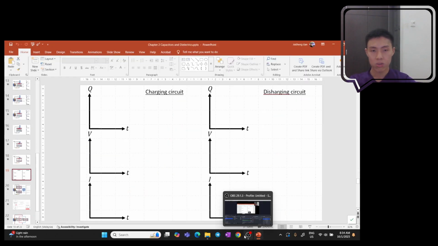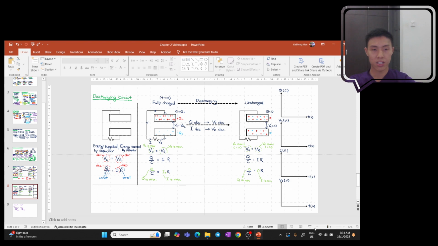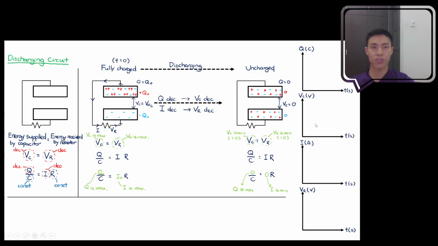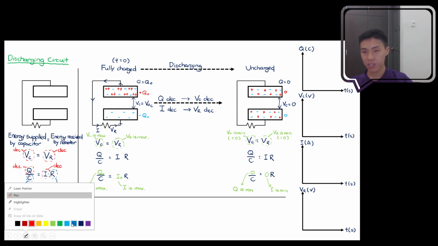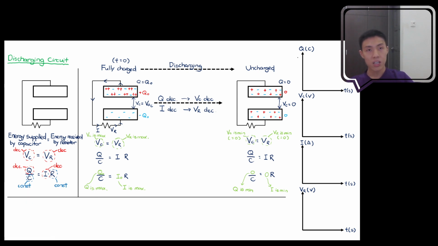Moving on from here, let's fill in this graph that we have over here. All of these graphs should be decreasing, so you draw a decreasing graph for everyone. It decreased from its maximum Q naught, it decreased from its maximum V naught C, it decreased from its maximum I naught, it decreased from its maximum V naught R. All of these graphs should be decreasing until you approach 0 as an asymptote. This is an asymptote over here.